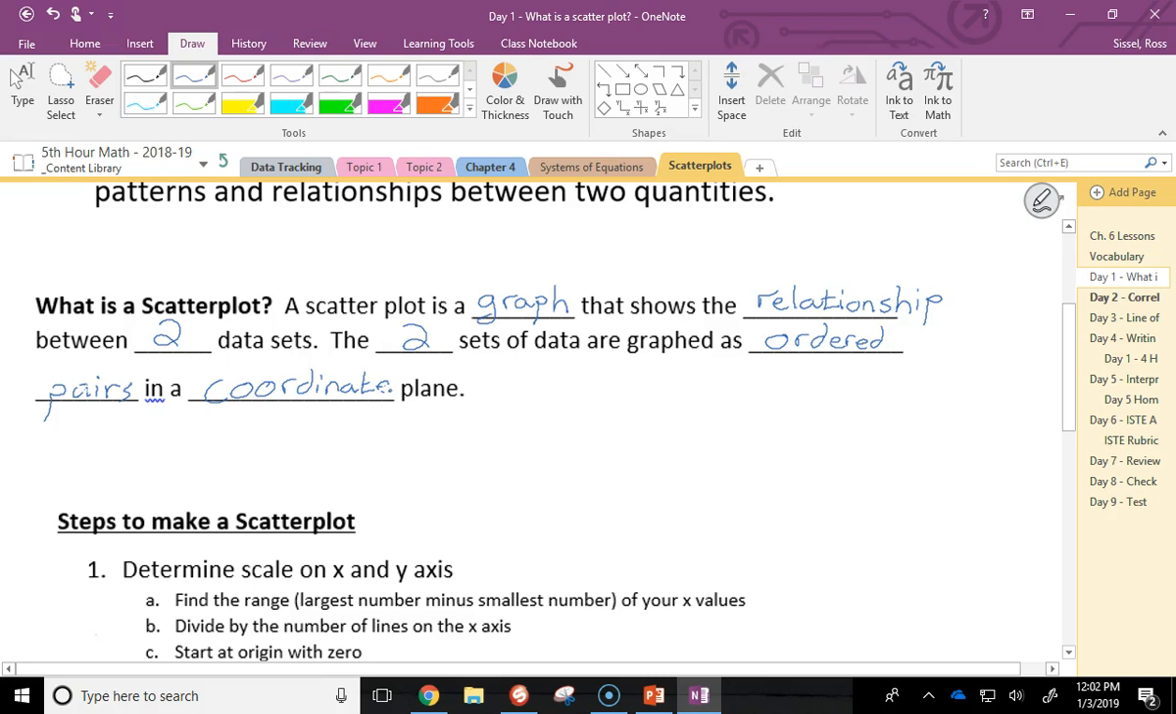What I want you to do is turn the page so you're on the pink side that says graphing scatterplots. So go ahead and turn your page. We should now be on the part that says graphing scatterplots. And we're going to work on this.